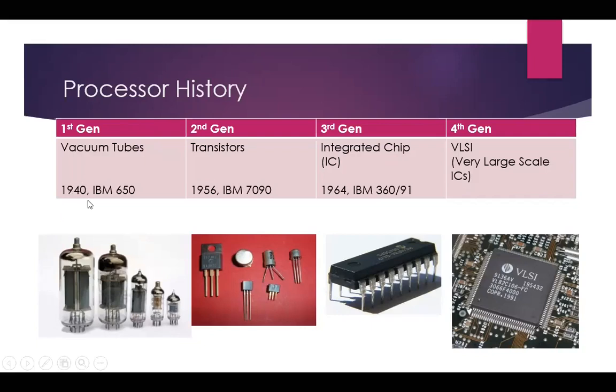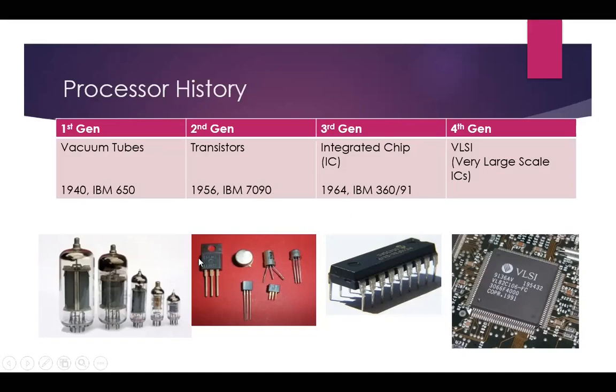And somewhere in 1940, an example of the first generation processor is IBM 650. Then came transistors. Transistors are solid state electronic components. This was in a vacuum state, and this is a solid state structure known as transistors. And the second generation computers were in existence somewhere in 1956. An example is IBM 7090.